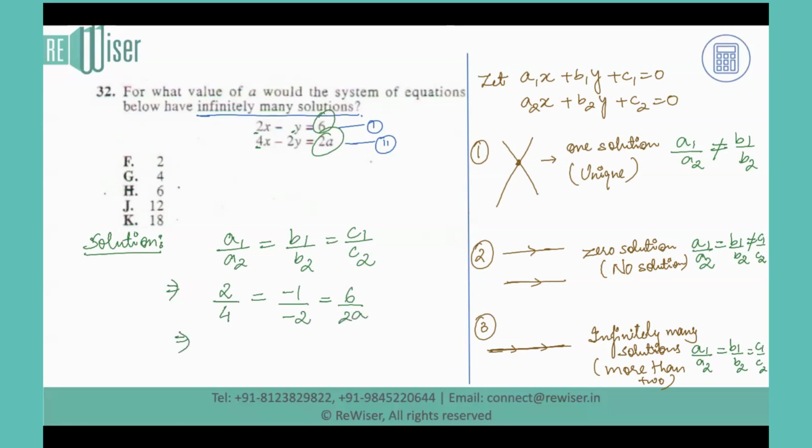Now here we can see that this simplifies to 1 over 2. This as well simplifies to 1 over 2. And this can be written as 3 over a. So we can take this relation here and say that after cross multiplication, we would get a equals 2 times 3, and that is 6. So this is our answer. So the final answer here in the options is option H.